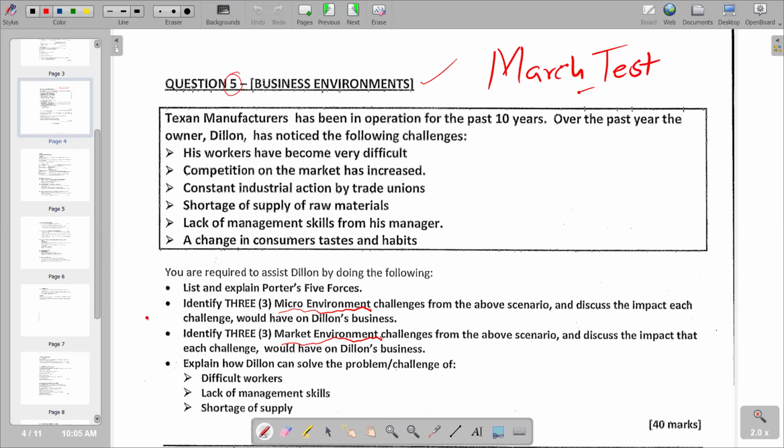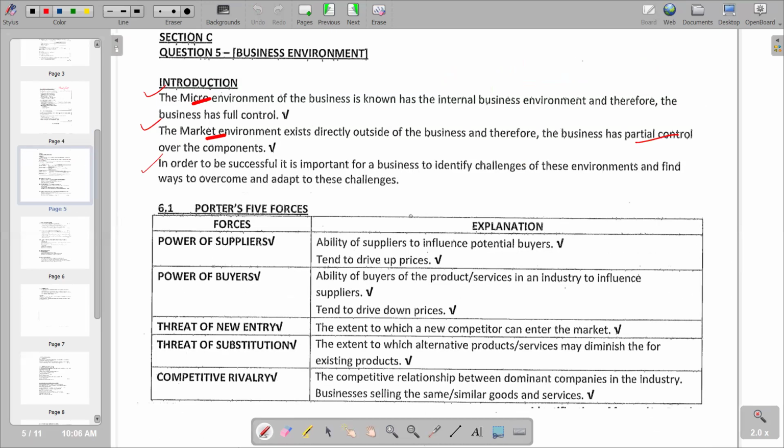You would see that Porter's five forces is a market analysis tool, which can be used to ascertain both the attractiveness of an industry and also the level of competitiveness of that industry. So basically, that's the essence behind Porter's five forces. The question only needs us to list and explain the five forces. So basically, we have those five forces listed there with their explanation.